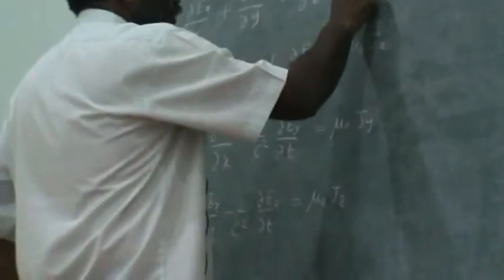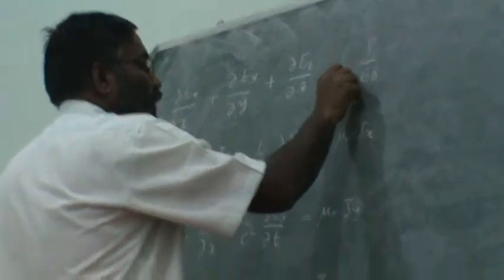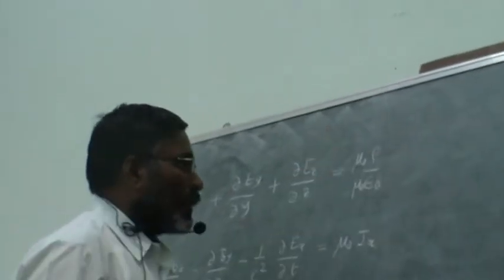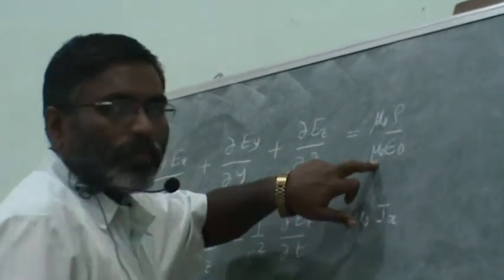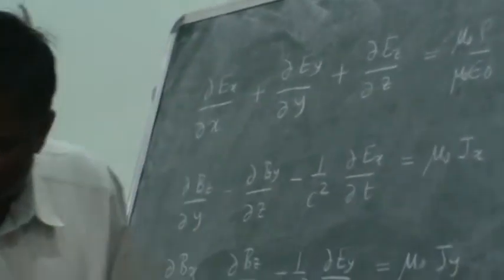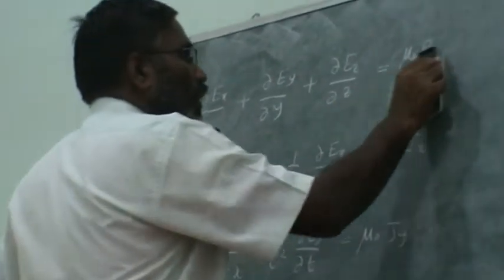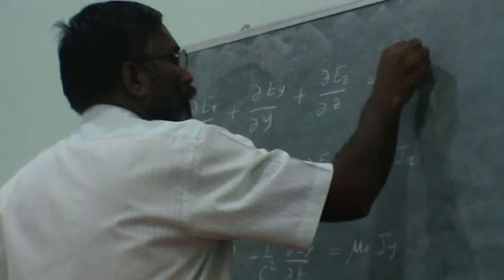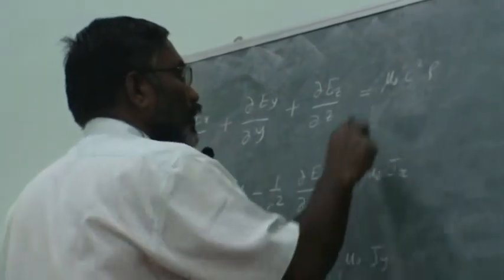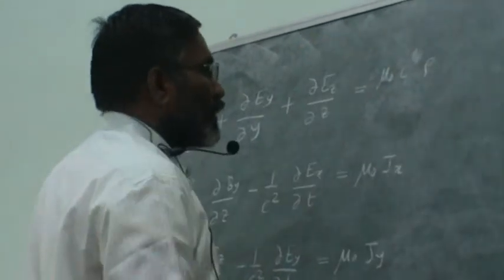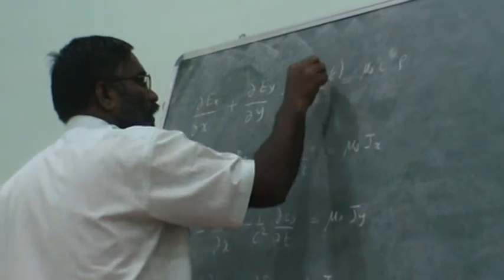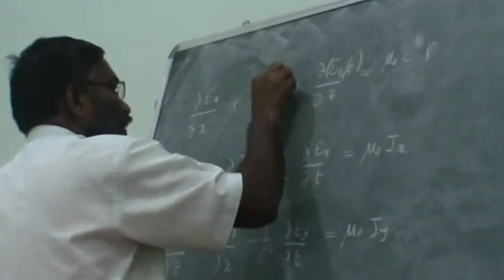Now, if I substitute μ0 here, what is 1 by μ0 and ε0? c square. So this becomes μ0 c square into rho. So what I will do is I will write c into rho here and divide each component of the electric field by c.